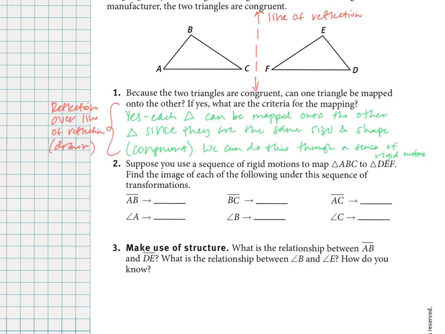So now it wants us to find the image of each of the following under this sequence of transformations. So remember what we talked about. This arrow means corresponds to. We are trying to figure out which line segments correspond to each other, or which angles correspond to each other. So go ahead and pause the video right here. I want you to see if you can fill in the correct information. Remember, order does matter here.